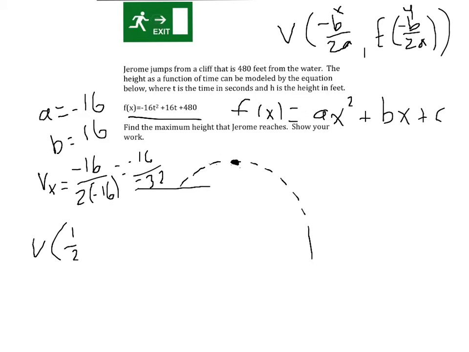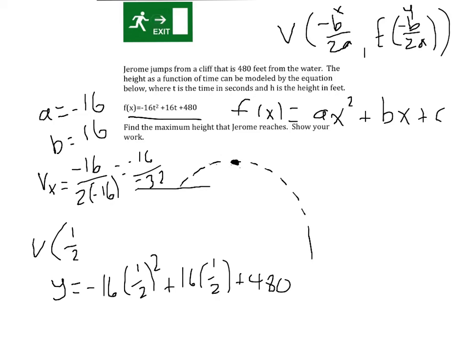So 1/2 is going to be the x-coordinate of the vertex, and if you substitute that into the original function, f of x, or y, for the y-coordinate, is negative 16 times 1/2 squared plus 16 times 1/2 plus 480. And the x-coordinate is representing seconds, so in 1/2 second is when he reaches his maximum height, and that makes sense because it's right after he jumps off the cliff.